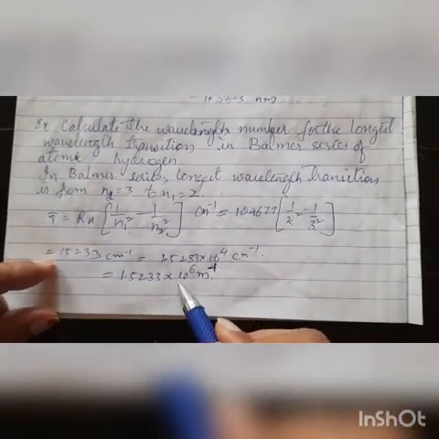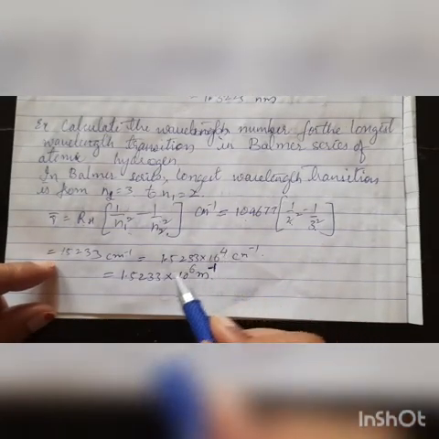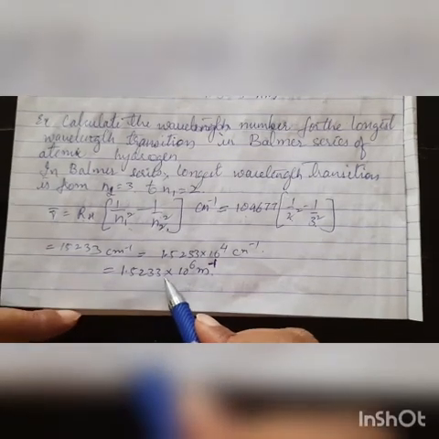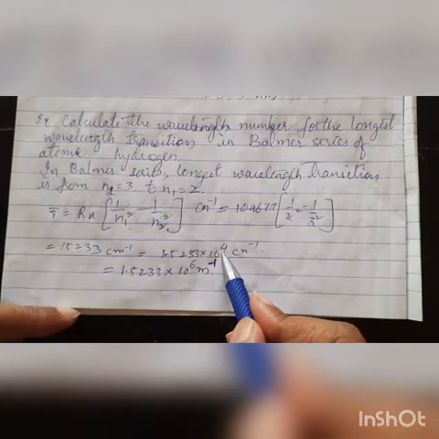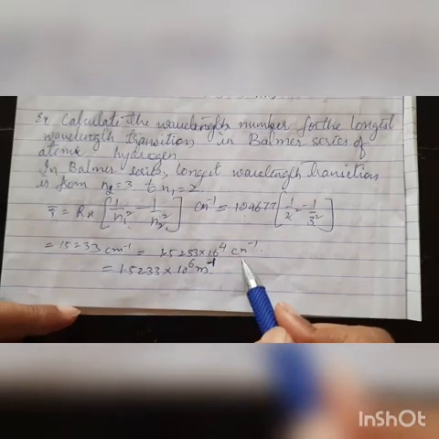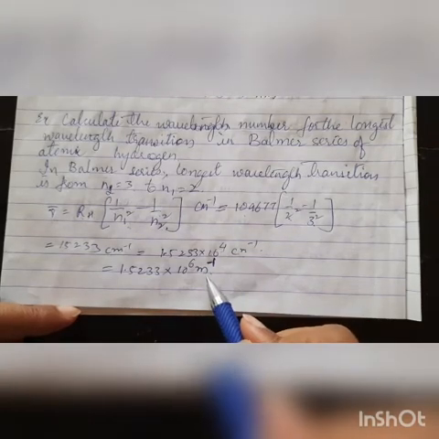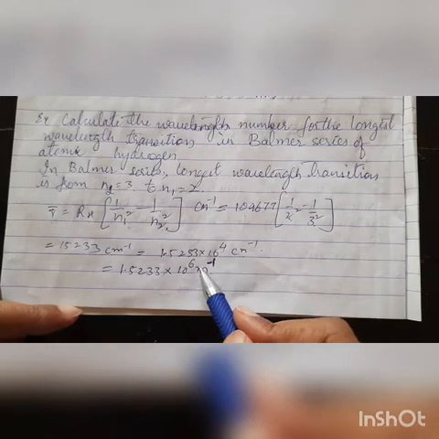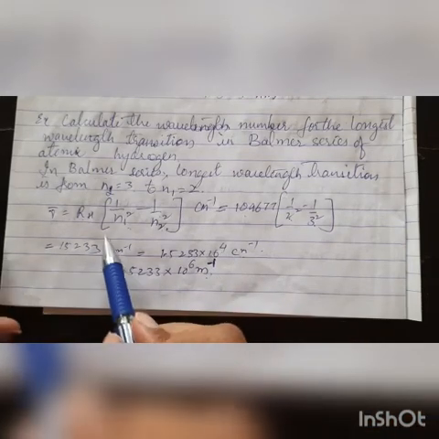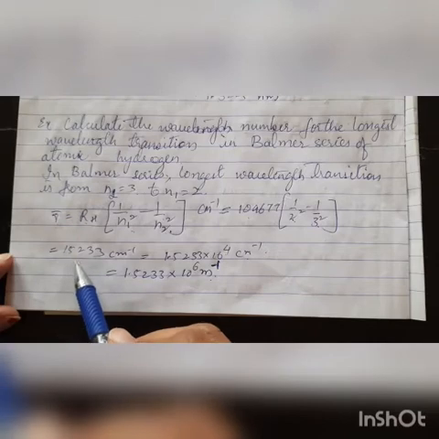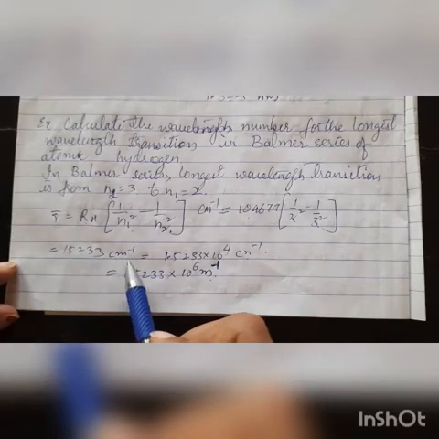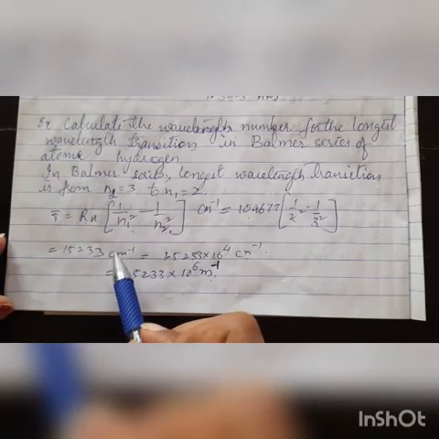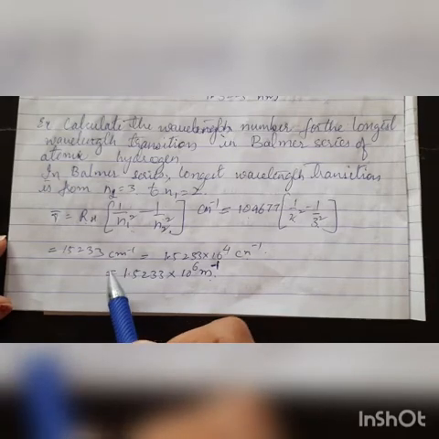You can include two more zeros to it. So 1.5233 × 10^, instead of plus 4, we are taking plus 6. Why? Because we are converting centimeter into meter. So for that reason, you can take it as plus 6. Otherwise, if there is confusion, you can keep it as it is, 15233 per centimeter. So in this way, we can find the wave number for the longest wavelength.